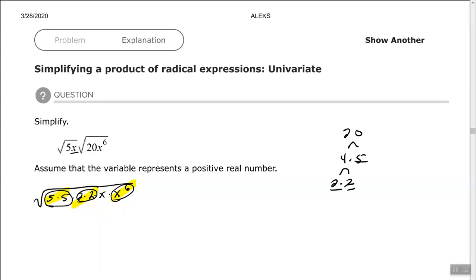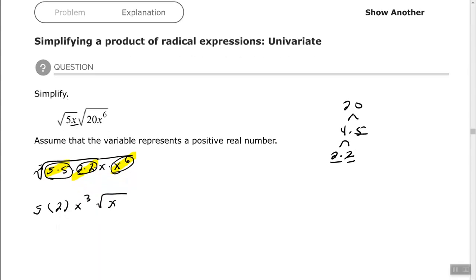So I have 5 times 2, and remember we divide the 6 divided by the root of 2, so x to the third, with the x underneath the radical there. So 10 times x to the third, sorry about that, times the square root of x.